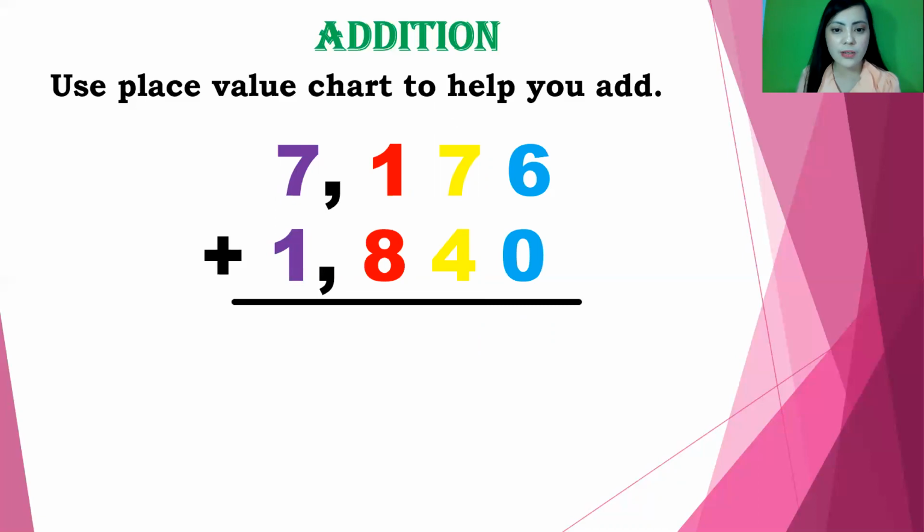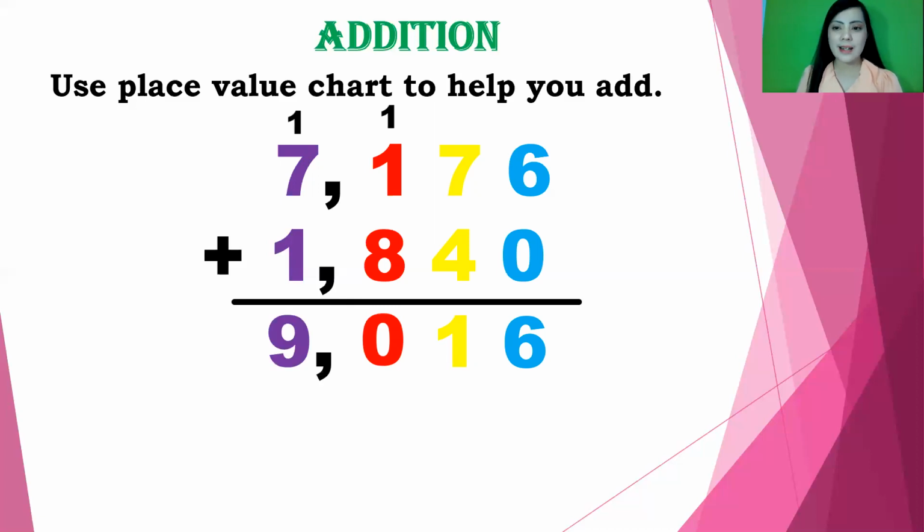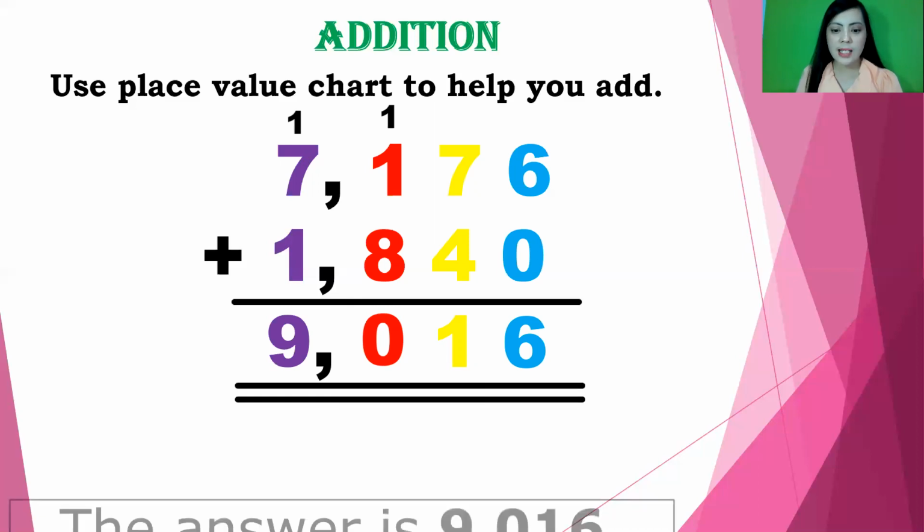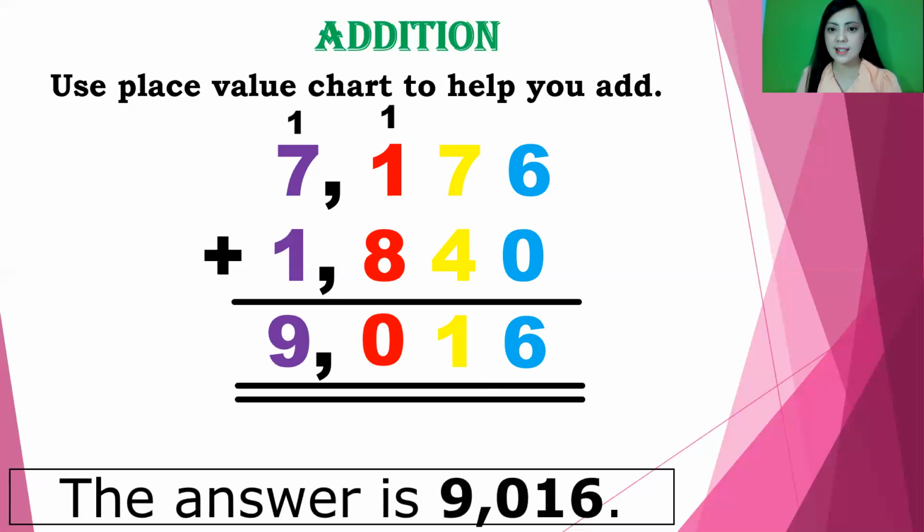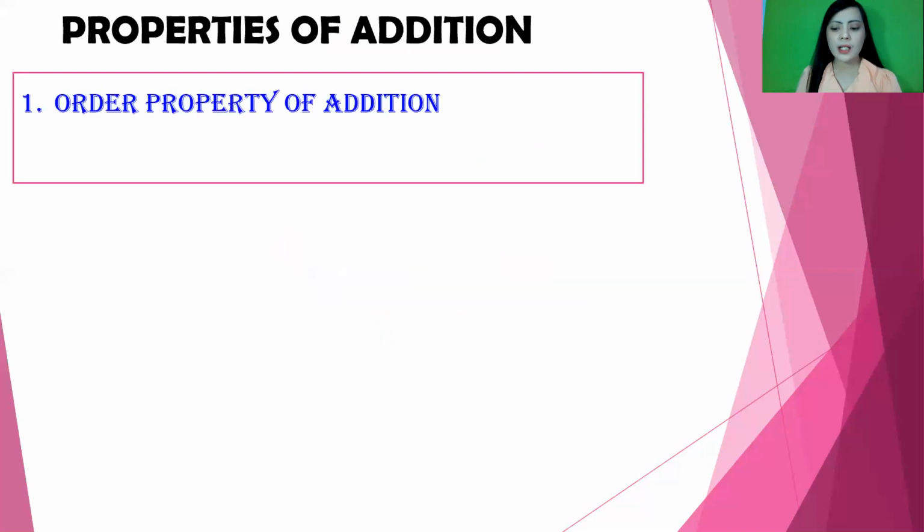7,176 plus 1,840. 6 plus 0 equal to 6. 7 plus 4 is equal to 11. Carry 1 to the hundreds place. 1 plus 8 equal to 9. Plus 1 is equal to 10. Carry 1 to the thousands place. That is 7 plus 1 equal to 8 plus 1 is equal to 9. So the answer is 9,016.